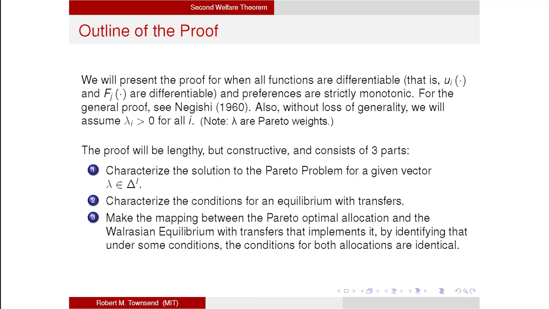Step one, characterize the Pareto optimal allocation. That's the given that we want to achieve with a competitive equilibrium of transfers. Two, characterize the conditions for a competitive equilibrium of transfer. And then three, kind of match up those conditions and show that if we have the conditions being satisfied for the optimal allocation, they're going to be satisfied for the competitive allocation if we choose properly.